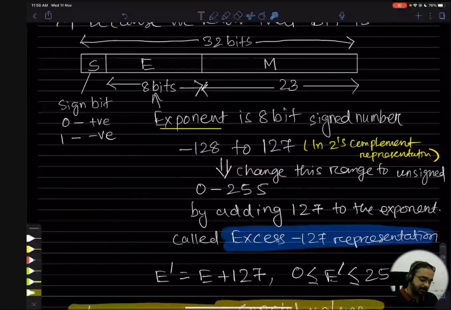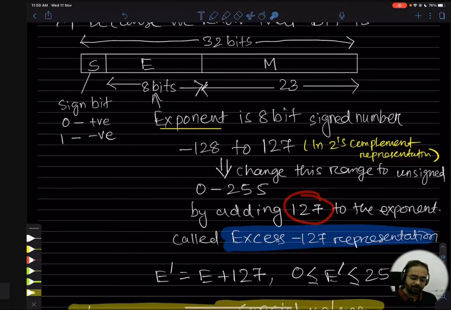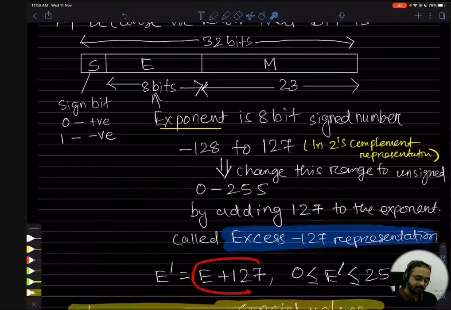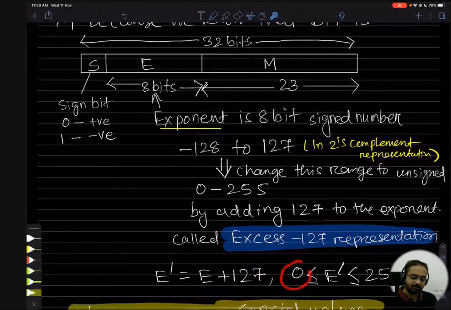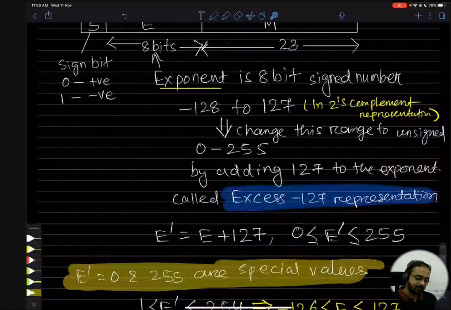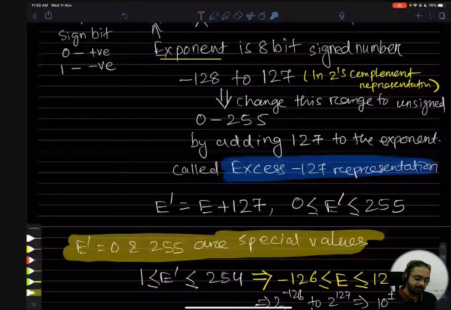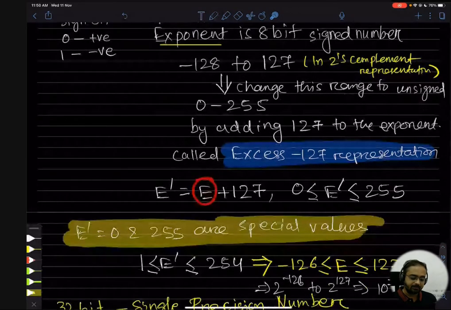But in the case of IEEE, they said to add 127 to it. Do not add 128, add 127. So what will be our range then? If we add 127 to our exponent, then our range is 0 to 255. But whenever we want to get our original exponent, the original exponent will lie between minus 126 to 127.